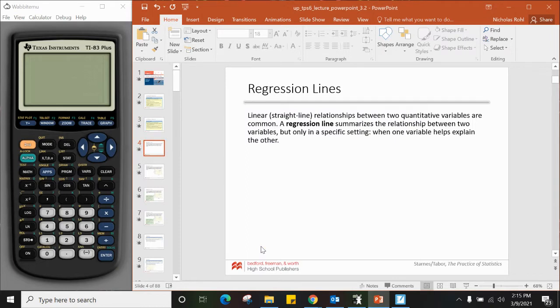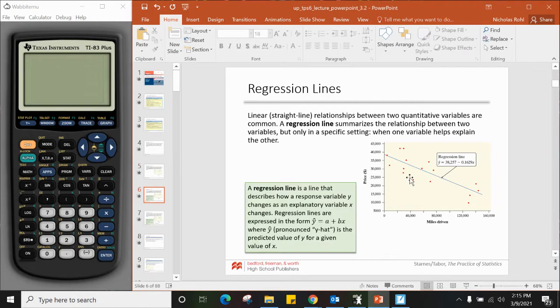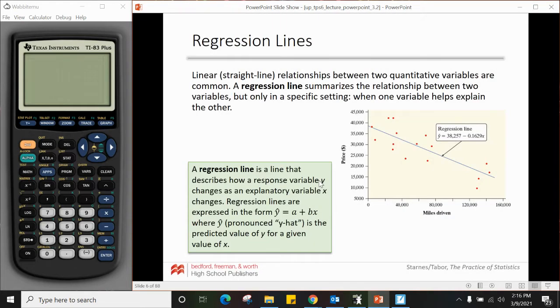So linear or straight line relationships between two quantitative variables are common. And a regression line summarizes the relationship between these two variables, but only in a specific setting. So really it's when one variable helps explain the other. As you can see here, we have a nice little scatter plot. We have our explanatory variable on the x-axis. We have our response variable on the y-axis. And then the blue line is the regression line. Sorry, I'm not big. Much better, so you can probably actually see this.